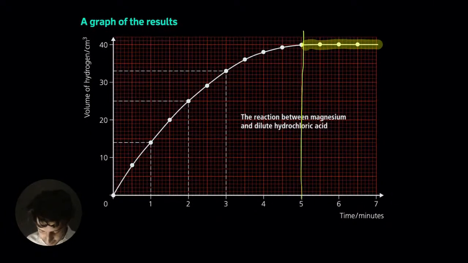So the reaction stops at 5 minutes. But how can you tell over here, without doing too much math, that the rate of reaction was fast early on, and later on it slows down and goes to a stop?